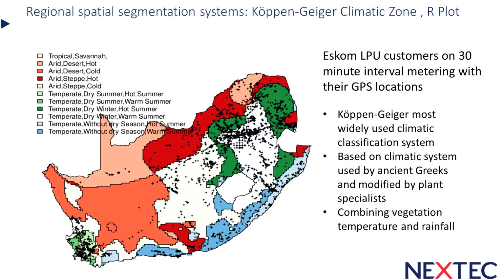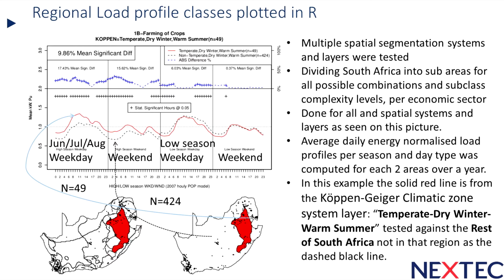However, there were many spatial layers to choose from, and the task was to identify what layers and groupings were more appropriate to a regional classification of load behavior and at what granularity or complexity. So we tested these multiple spatial segmentation systems, each of which is a layer, and we tested all permutations and combinations of each layer. As you can see here on the bottom left, there's multiple polygons to choose from in a single layer. We isolated loads in the single polygon versus the rest of South Africa, as shown in the bottom right. The lower panel of the load profile graph shows the performance of a single polygon in a single layer against the rest of South Africa.